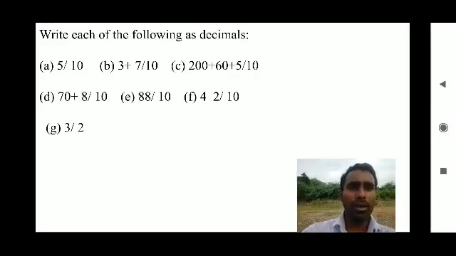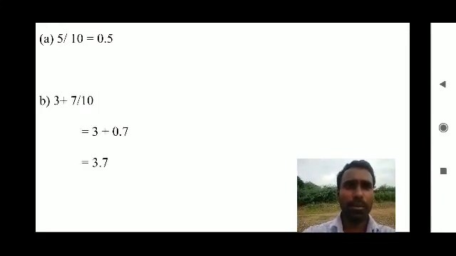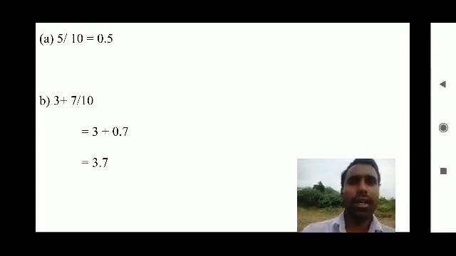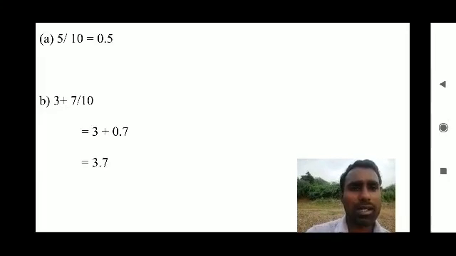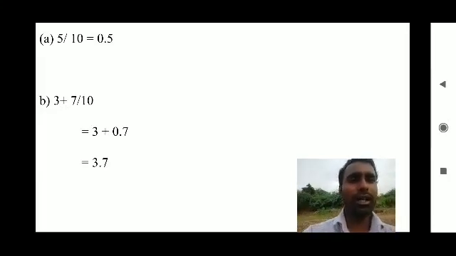Okay. Shall we see first problem A? So 5 by 10, which means 1 0, as you know that 0.5. Am I right? For 1 0, one digit you have to make. Next, 3 plus 7 by 10. So 7 by 10, 1 0, 1 point. So 1 point after numerator you have to write. So numerator is 7. So 0.7, and you have to add 3. So 3 plus 0.7, so 3.7, right?